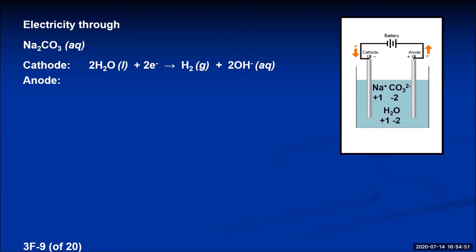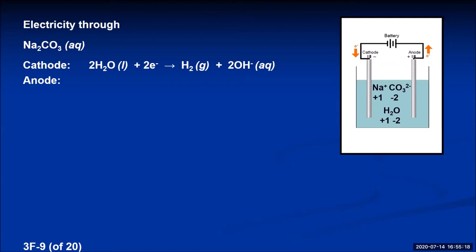That's carbonate. But carbonate's a polyatomic ion. Polyatomic ions are almost never oxidized, and for this one, for good reason. The O's have oxidation states of negative 2 each. They're negative 2, negative 2, negative 2. The carbon has to be positive 4, so that 4 plus negative 6 add up to the carbonate's charge of negative 2.